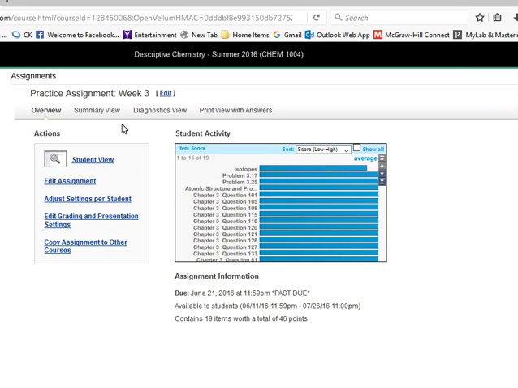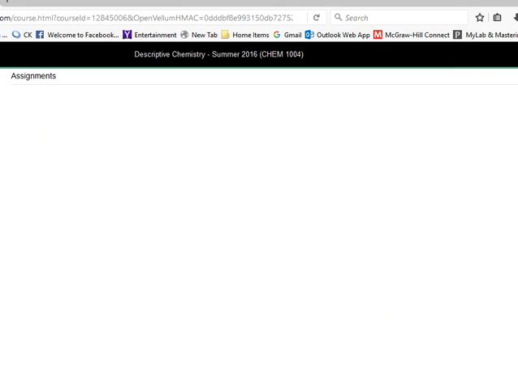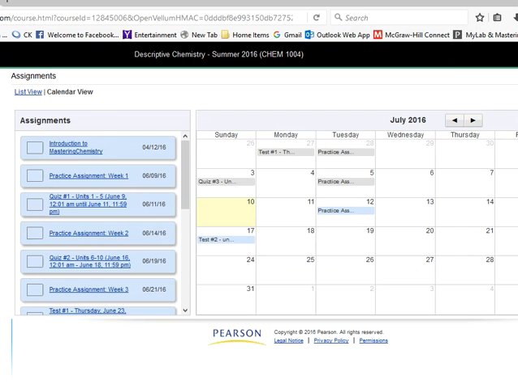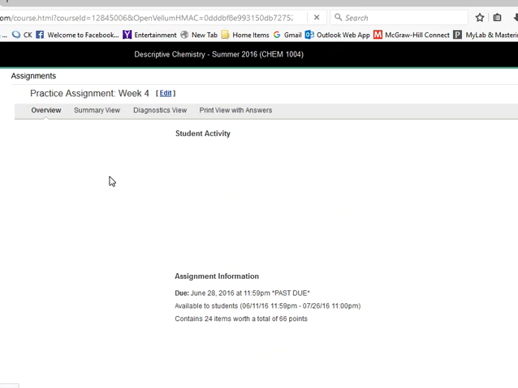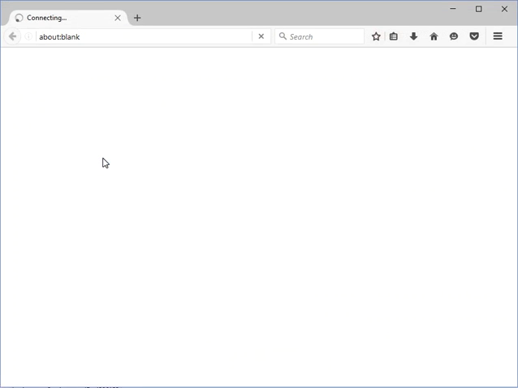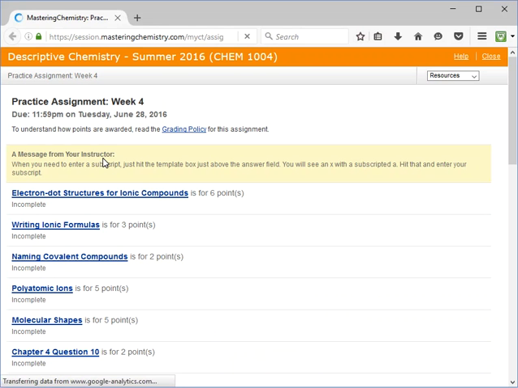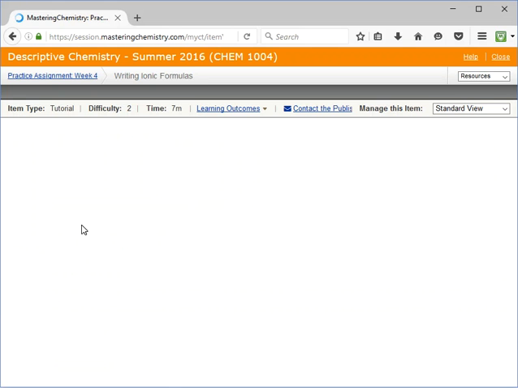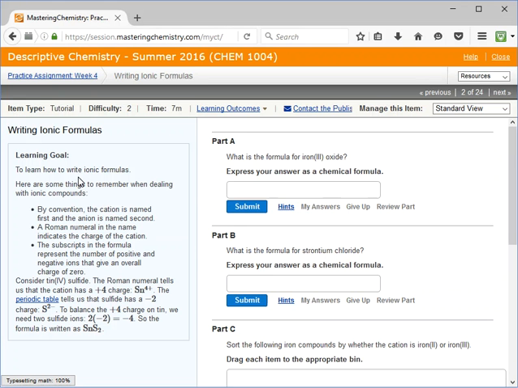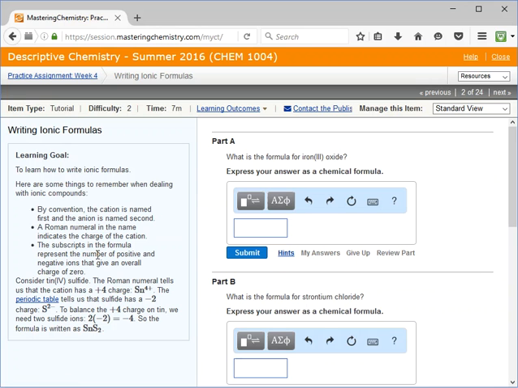And I'm going to go back here into my assignments. And we'll go down to practice assignment 4. Right here. And the ones I want to look at here from my student view include writing ionic formulas right here. And this is a tutorial again. Now up here it tells me it's a tutorial. It's one that's going to kind of give you the idea of how to do this.